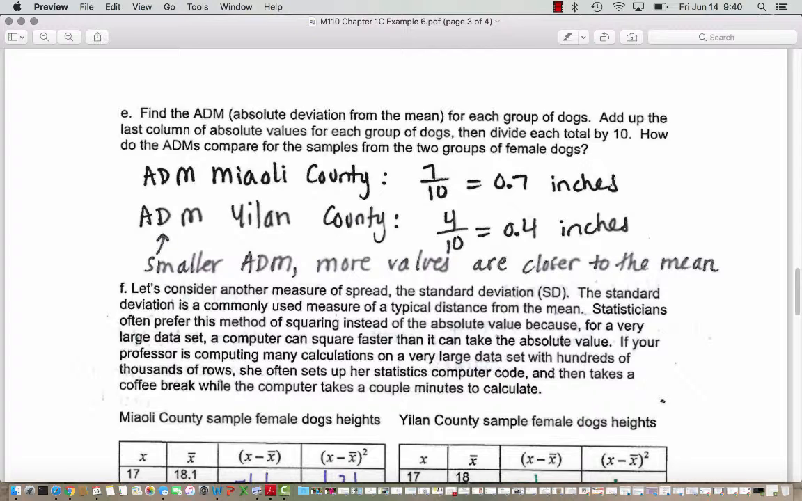So Yalong County has a smaller absolute deviation from the mean. That's telling us more values of the dogs in Yalong County, more of those heights are closer to the mean height. So if I was breeding dogs and wanting a consistent height, I would want to choose the dogs from Yalong County.